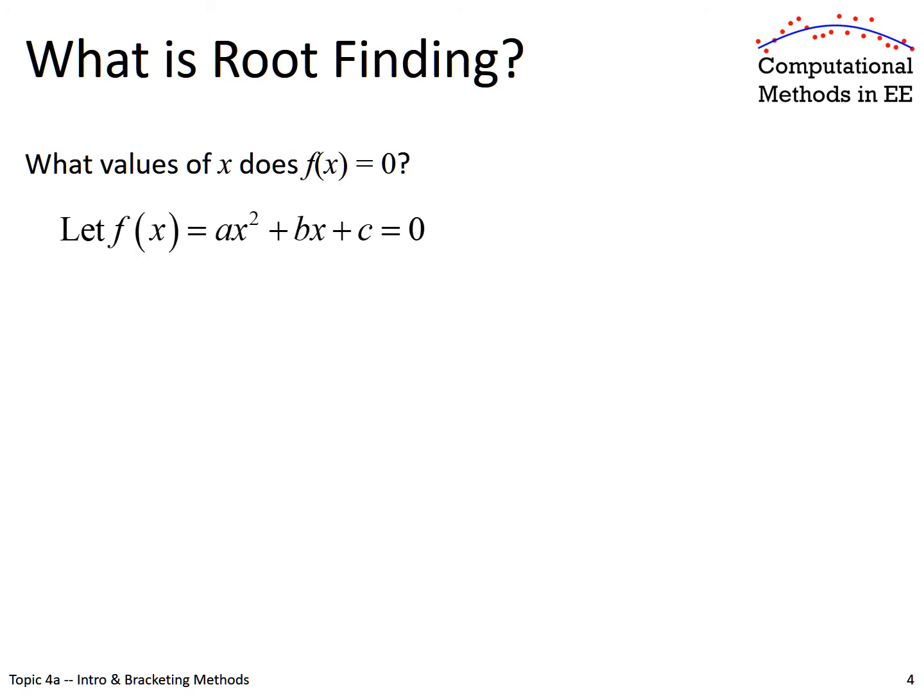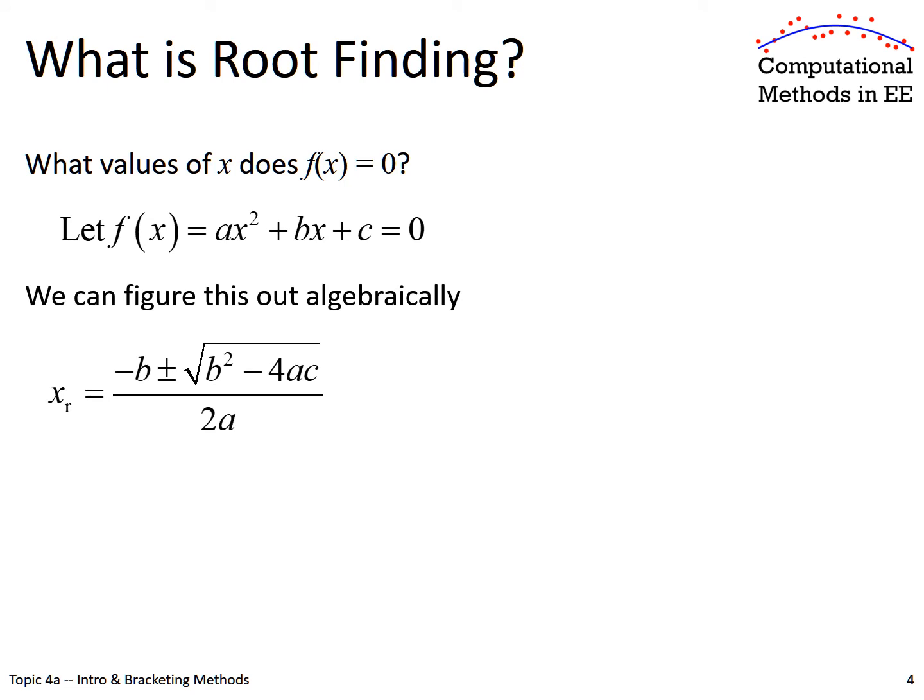First, what is root finding? In this case, we have some function f of x. We want to know what values of x force that function to be 0. This can happen multiple times, in which case we have multiple roots. For example, maybe we have this quadratic polynomial. Where does that equal 0? In this case, that's pretty easy to find. We have the quadratic formula to do that for us. And we also know that there will be two roots in this case.